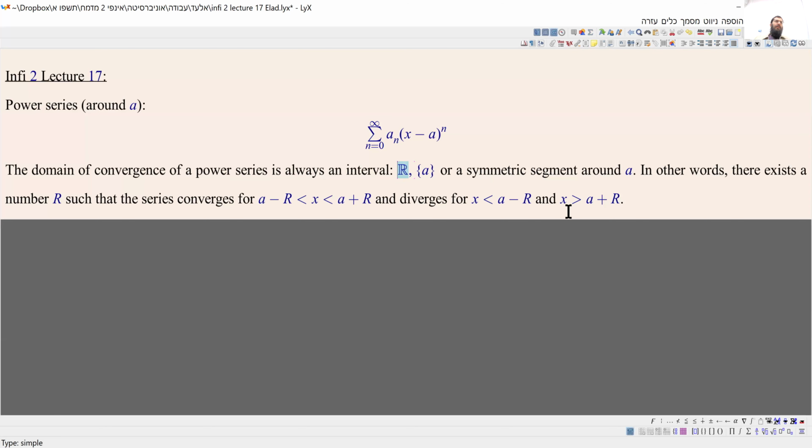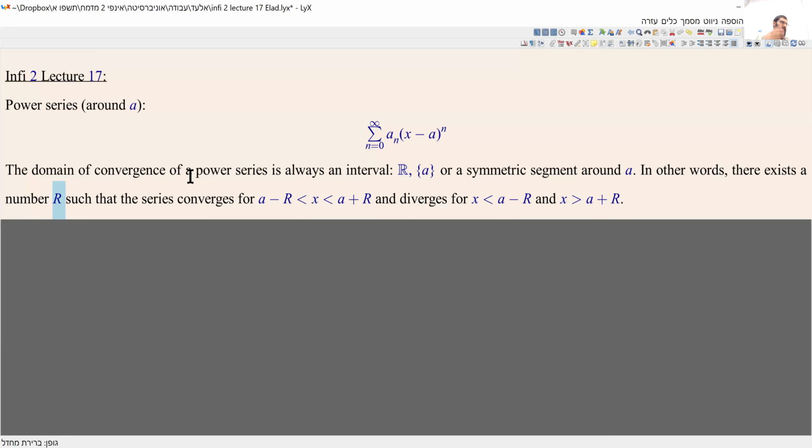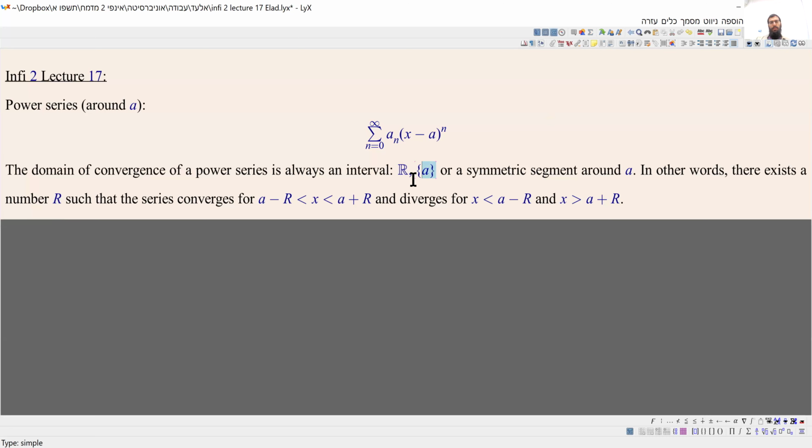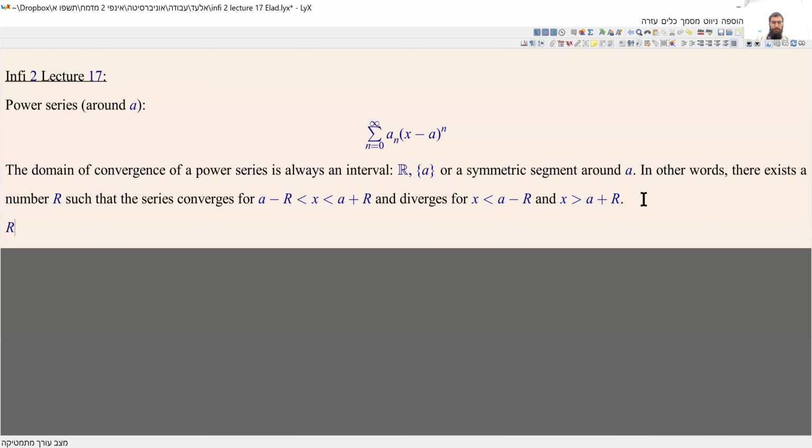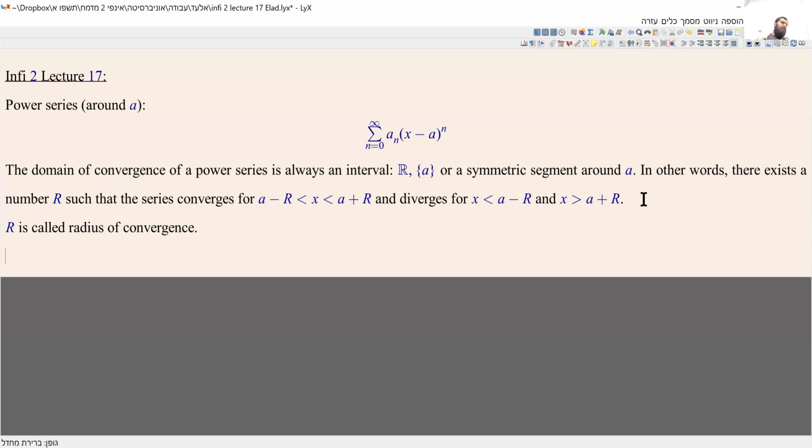We said that when the domain of convergence is all of the real numbers, we can consider it as the case where the radius r is infinity. And when the domain of convergence is only the point a, we can think of it as the case where the radius r is 0. R is called the radius of convergence. We talked about it last week.